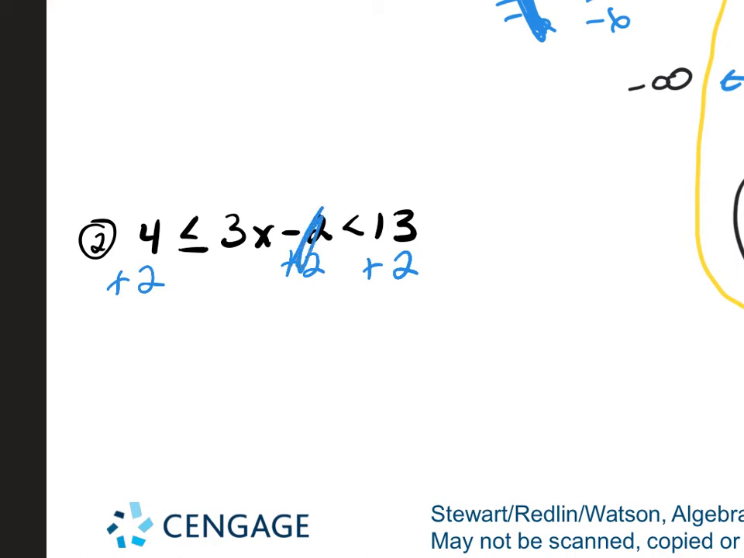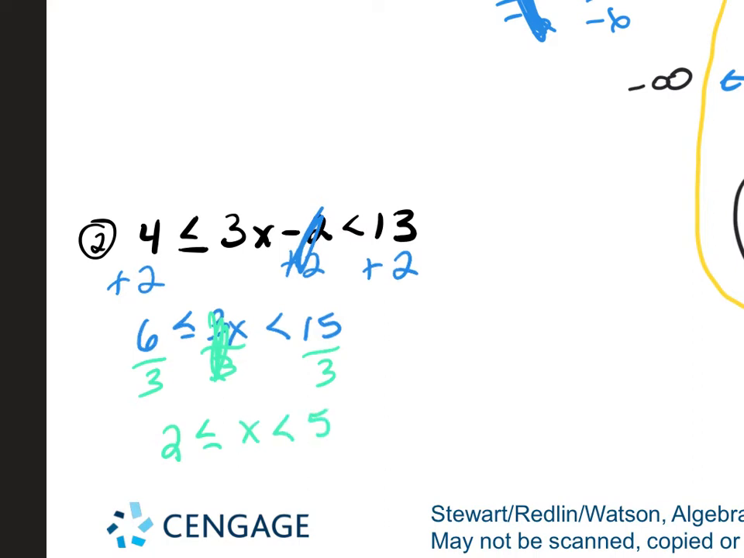So this cancels out. I'm left with 4 plus 2 is 6, less than or equal to 3x, less than 13 and 2 is 15. Everybody with me? Okay, now I want x all by itself, so what would I do? I'm going to divide this by 3. So that means I have to do what to both sides? Divide by 3. Good. It's a positive 3, so I don't have to worry about flipping any signs. So 6 divided by 3 is 2, less than or equal to x, less than 5. All right, that's the first part of my answer.